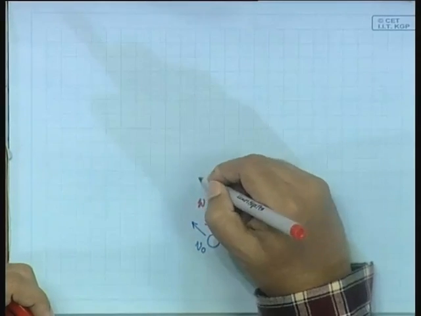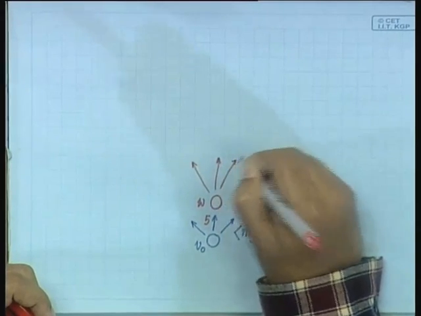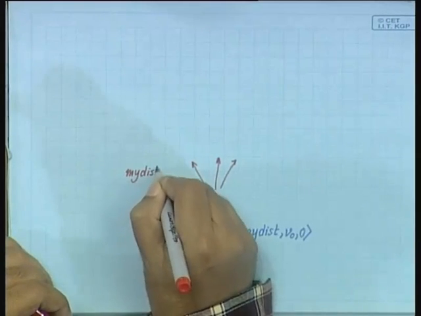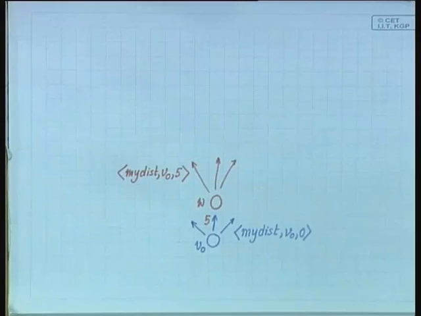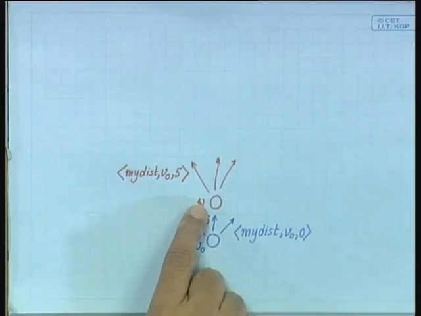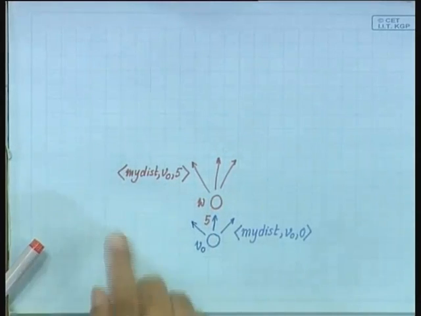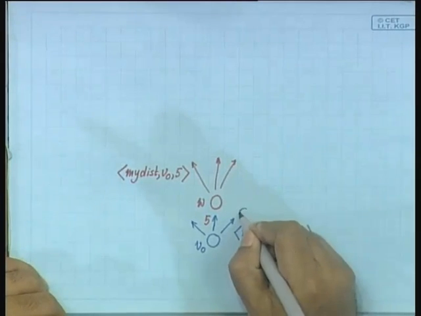Now, what is this going to do then? It is going to send out the message, my dist V0 5. This is what W is going to send to its neighbors. Can W send this my dist message again during the computation? It can. How? Let us look at another neighbor here, x.